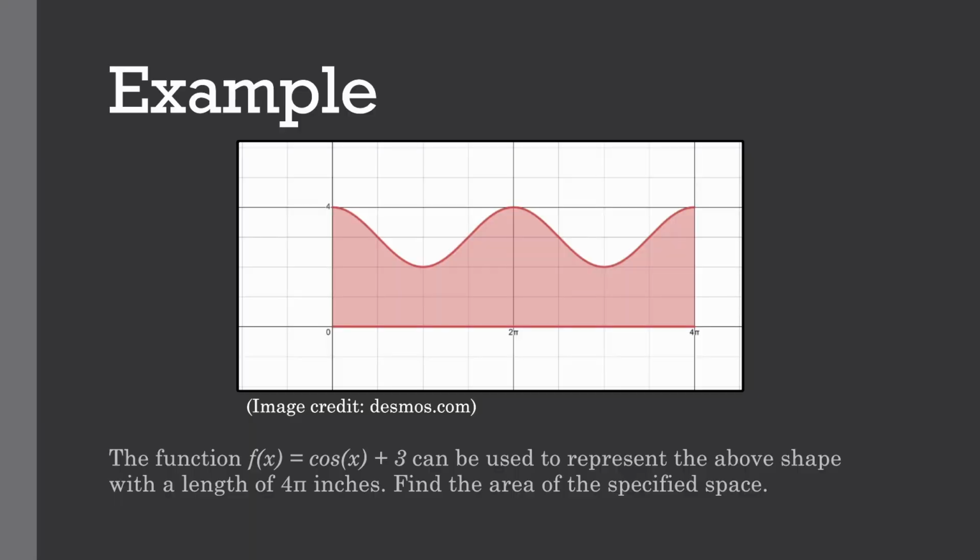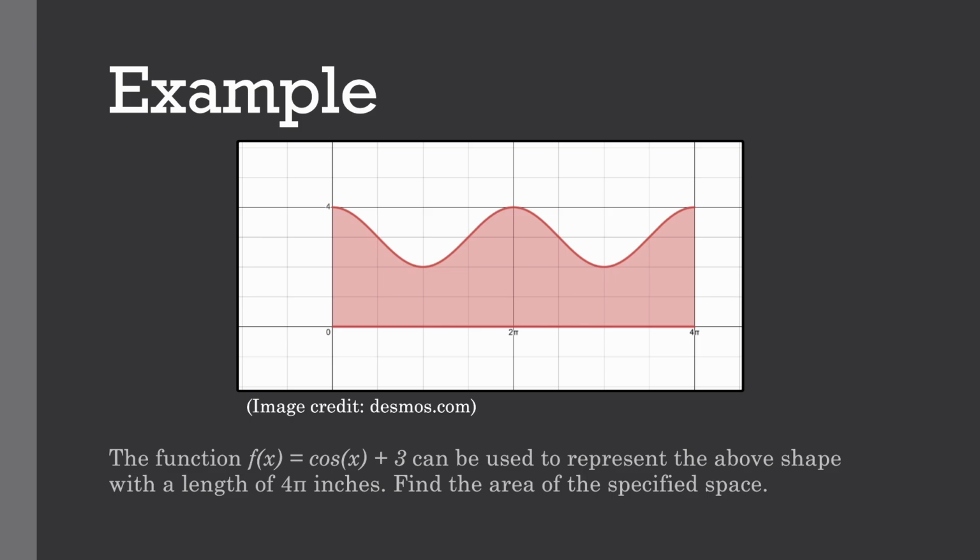And so for a given example, let's say that this perhaps is something that's involved in a construction project or an architecture where we need to determine how much material to fill this given space with, and so we need the area of this space, and we define the upper part of this surface as the function f of x equals cosine x plus 3 with a length of 4 pi inches.